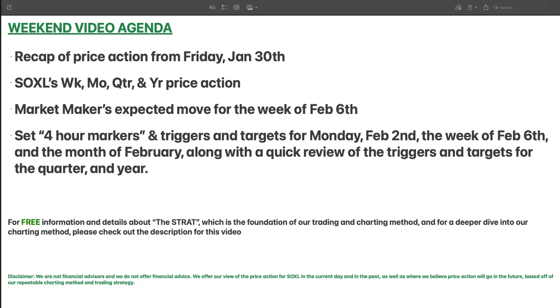First, we'll go ahead and recap the price action from Friday, January 30th. Then we'll zoom out like we always do and look at the week, month, quarter, and year price action. Then we will talk about the market maker's expected move for the week of February 6th before we zoom back in and set our 4-hour markers and the triggers and targets for Monday, February 2nd, the week of February 6th, and the month of February, a new month coming up. But we'll also do a quick review of the triggers and targets for the quarter and the year as well.